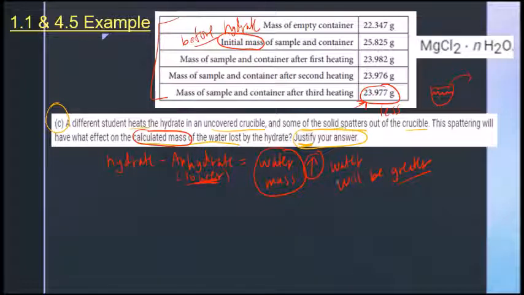Now, that would be the claim part. The water will be greater than it should be. What is the evidence part that you need to cite? The spattering, you know, means you've lost mass of your anhydrate. That's the evidence. Spattering out means you're losing something that was in the crucible. The reasoning: when you do the subtraction to find the water mass, your anhydrate amount is lower. So therefore, your water mass will increase.